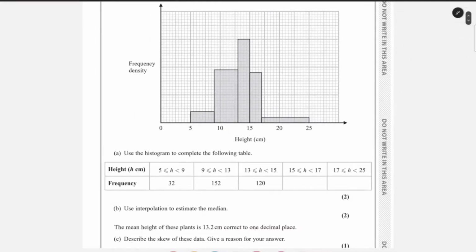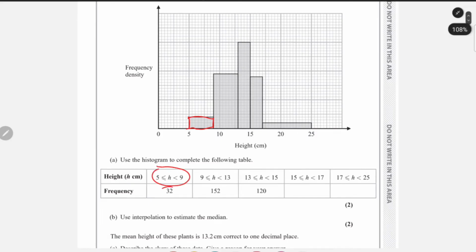We are given a partially filled table and a histogram, and using that histogram we have to complete the table. So from this bar over here, the 5 to 9 bar, we can find k. So area equals k times frequency.